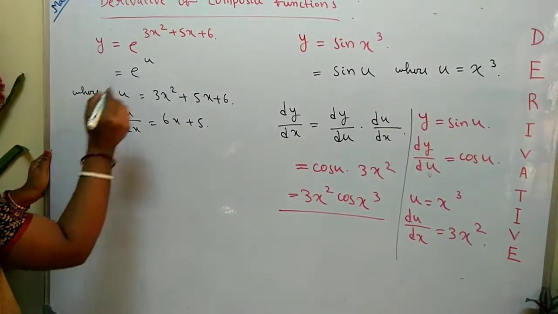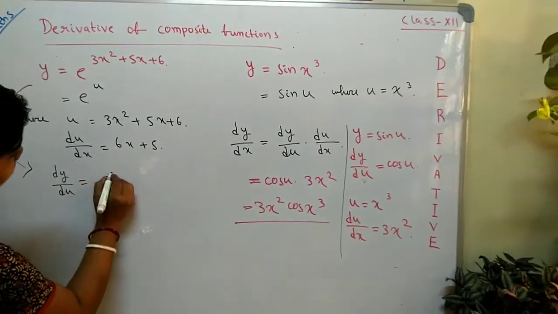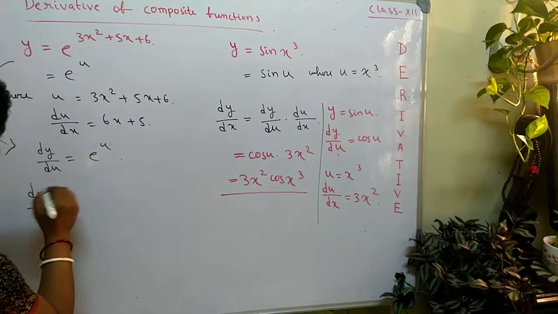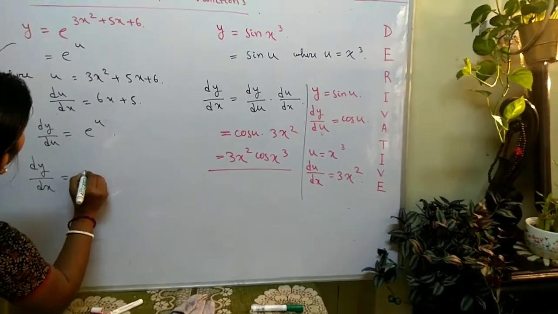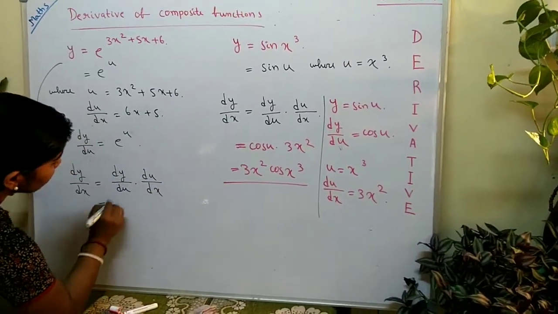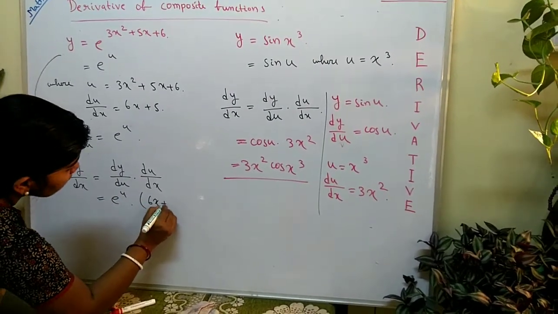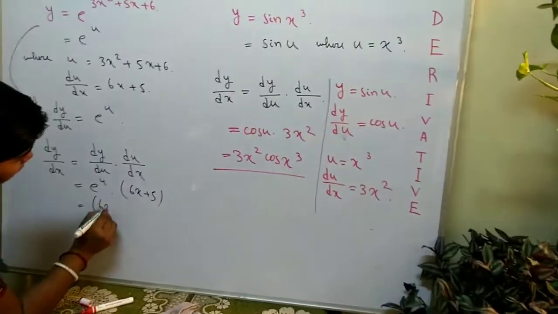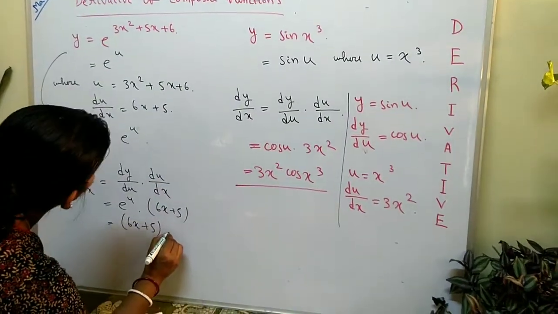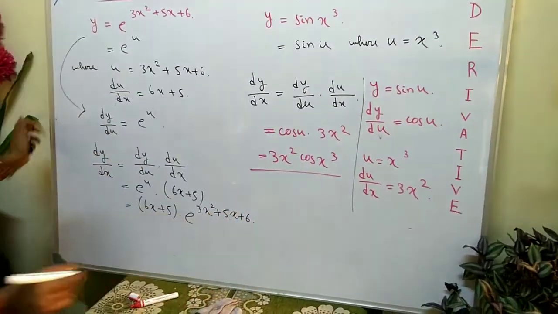And what is dy du? Dy du equal to e to the power u. Therefore, dy dx equal to dy du into du dx, which is equal to e to the power u into 6x plus 5. That is equal to 6x plus 5 into e to the power u, and u is 3x square plus 5x plus 6. So this is equal to 6x plus 5 into e to the power 3x square plus 5x plus 6.